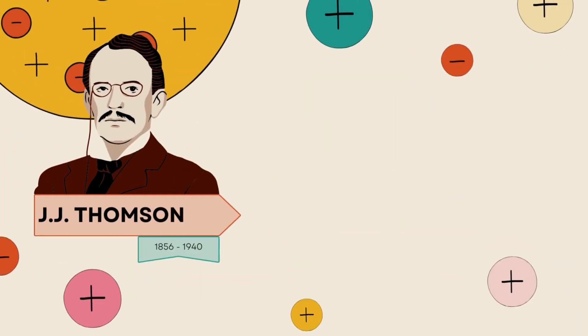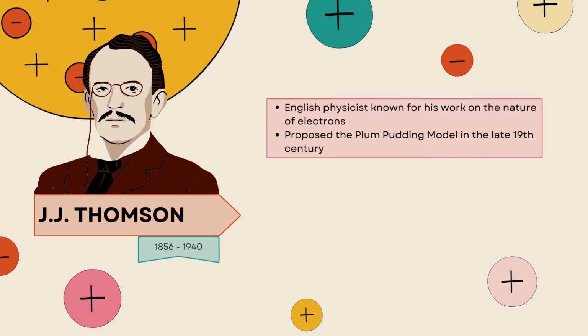Then research occurred and a new scientist came, known as Thomson. He was born in 1856 and died in 1940. I will tell you his biography. He is an English physicist known for his work on the nature of electrons. He proposed the Plum pudding model in the late 19th century.